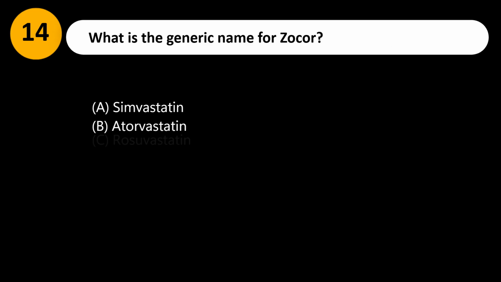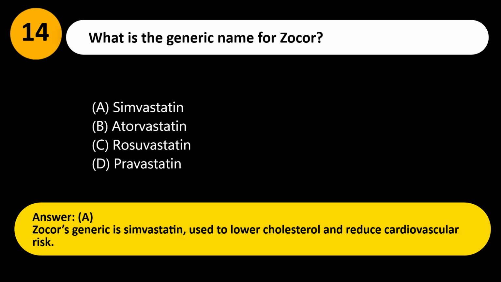What is the generic name for Zocor? A. Simvastatin. B. Atorvastatin. C. Rosuvastatin. D. Pravastatin. Answer, A. Zocor's generic is simvastatin, used to lower cholesterol and reduce cardiovascular risk.